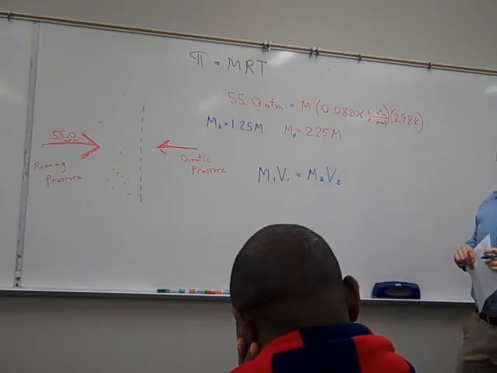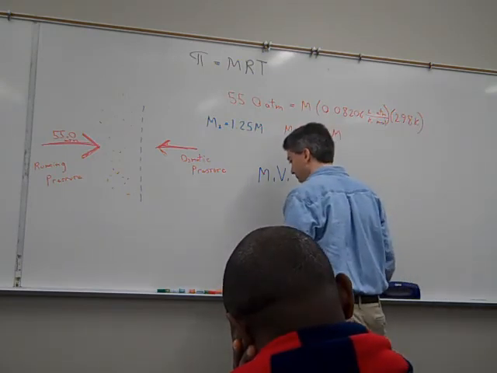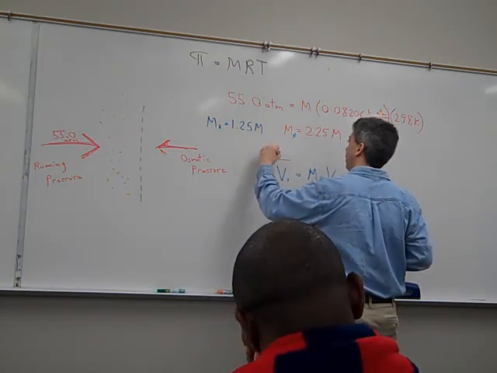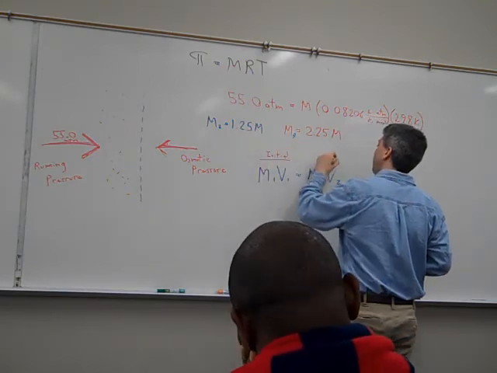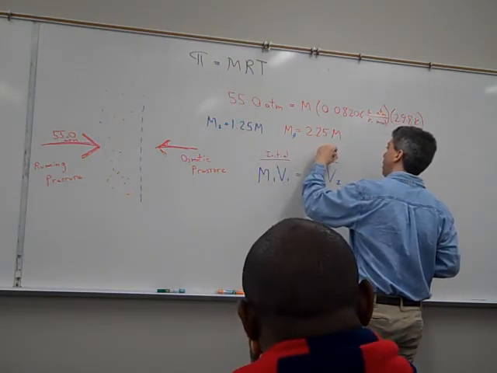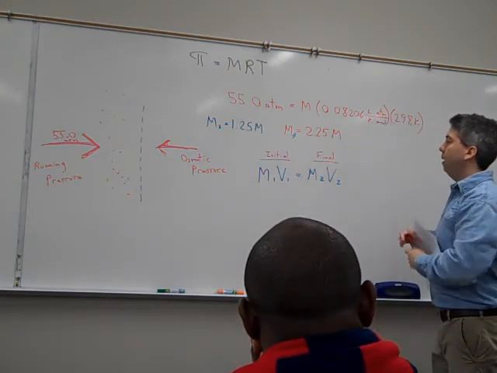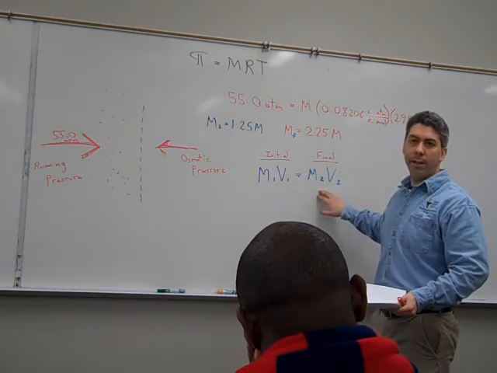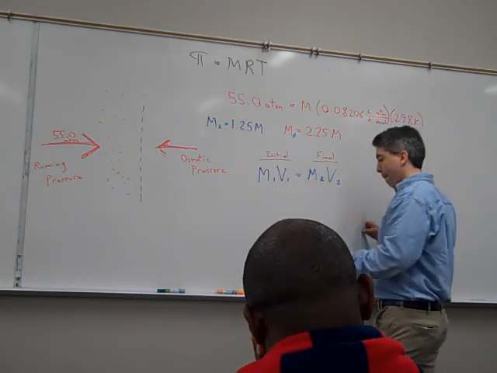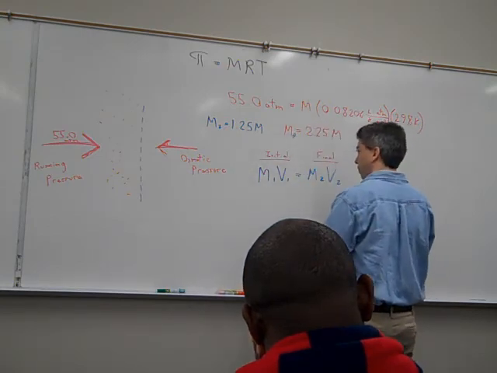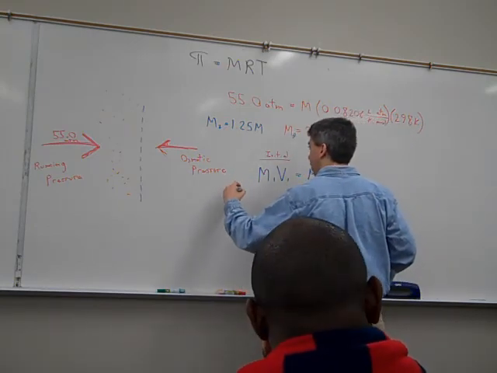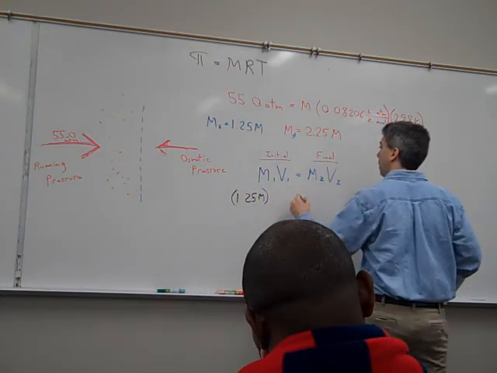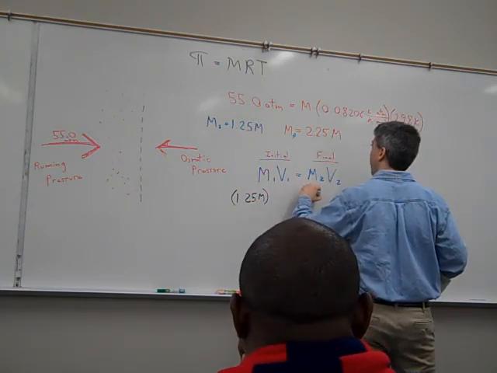Alright? So this side can be my unconcentrated initial, and this can be my concentrated final amount of liquid. In this case, this is the dilute solution before it gets concentrated into the concentrated solution. Now, the molarity initially is 1.25, right? And the molarity finally is 2.25.